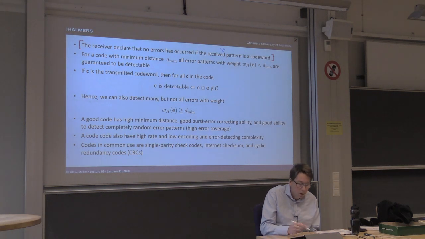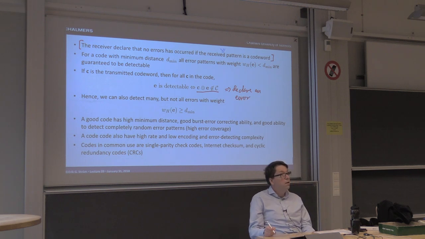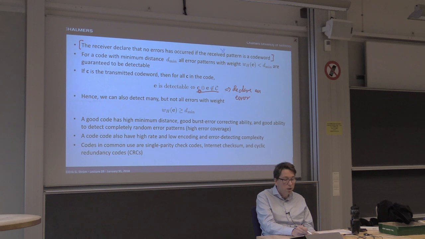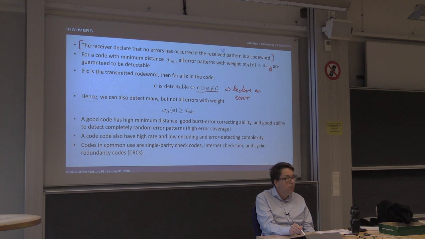If this is true, then we declare an error at the receiving end, right? Because if the received word is not a code word, we say error, right? So all error patterns for which this is true, we say that these are detectable. Okay. So actually, to say that we can guarantee to find all error patterns with weight less than d-min is fine. We can do that. But there are also many other error patterns that we can actually detect. Okay, so we can detect many, but not all error patterns which have weight greater or equal to d-min. Okay.